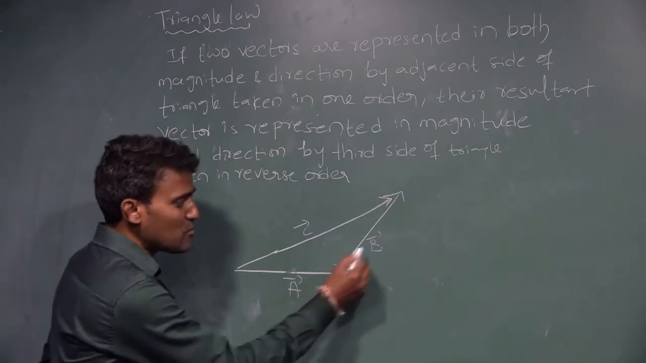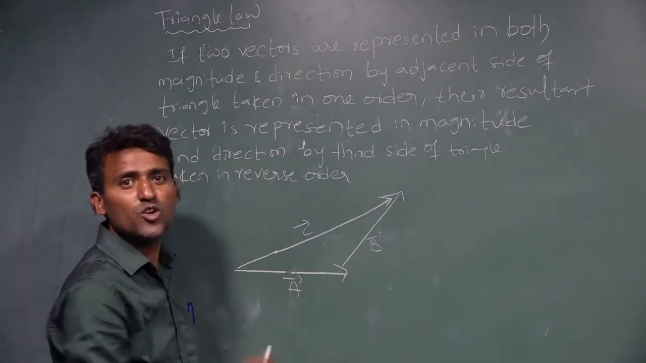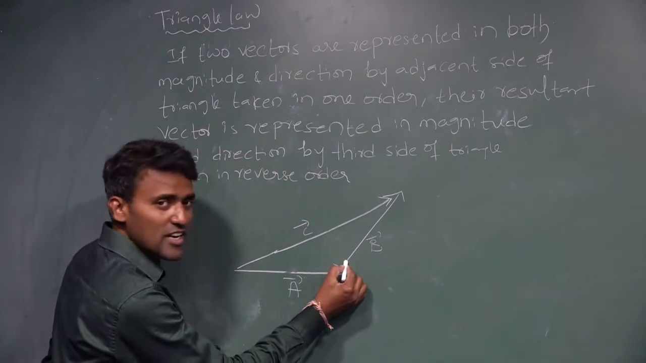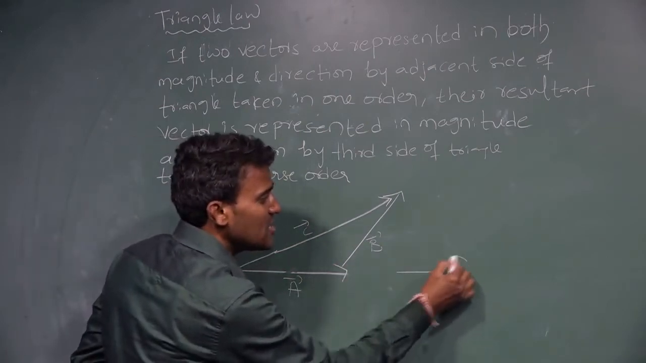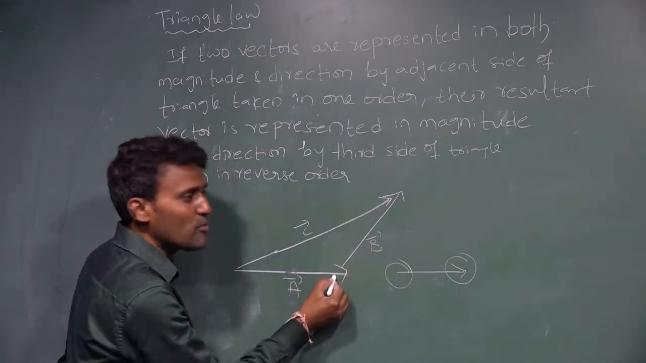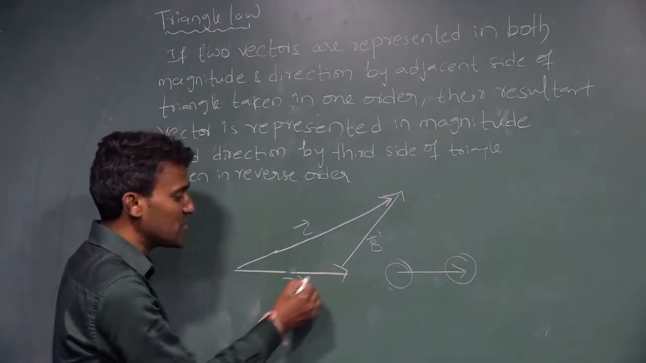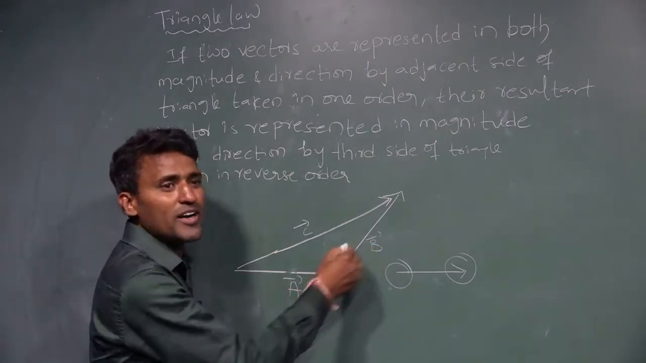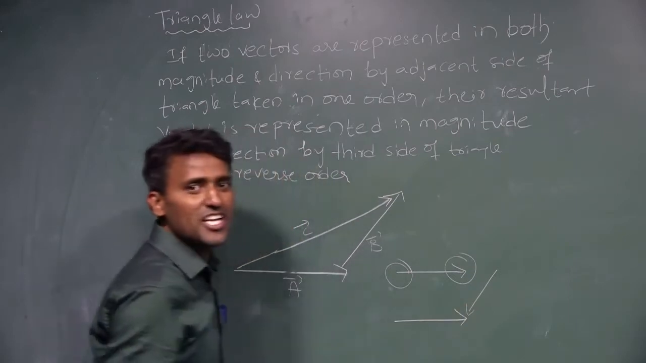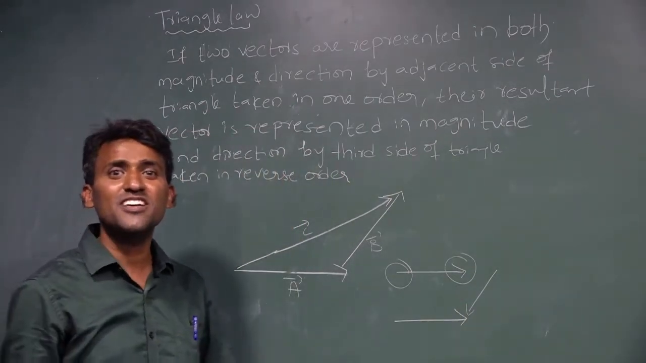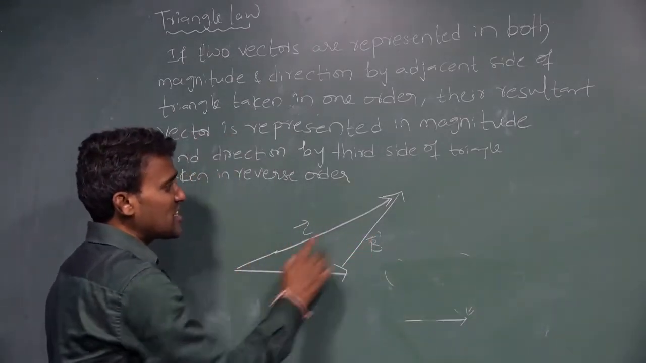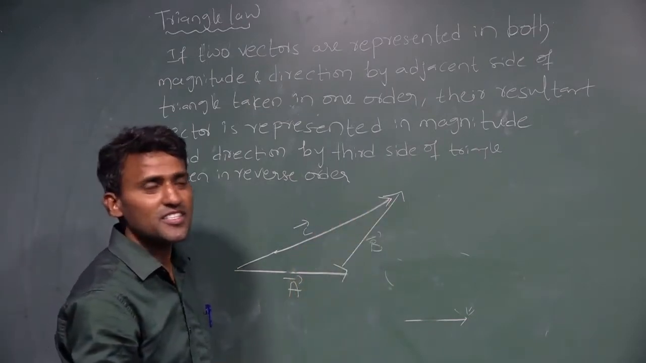Now see here, A vector and B vector, these two are in order. In order means the tail of the B vector is followed by the head of the first A vector. As I told you already, this is the head of the vector and this is the tail of the vector. Reverse order means both are in opposite direction. If the two heads are in opposite direction, that is the reverse order. Now A vector and B vector are in order and this C vector is in the reverse order.